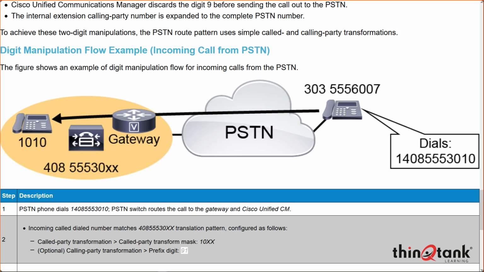So Call Manager is going to see the 408-555-3010. It's going to translate that to 1010. Call Manager looks up 1010 and finds the phone with the DN, and the call proceeds. Call Manager then presents the call to the extension 1010, but it's going to prefix the 9-1 so that the call shows up. Okay? All right.